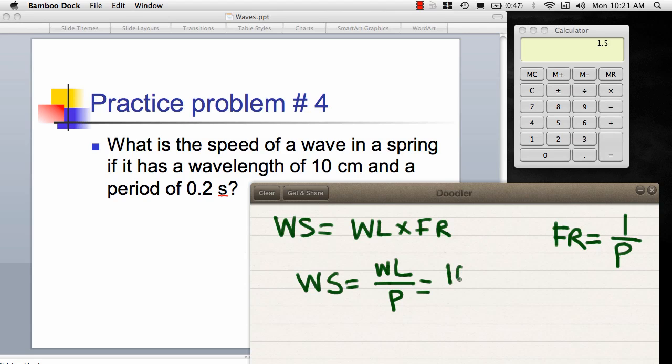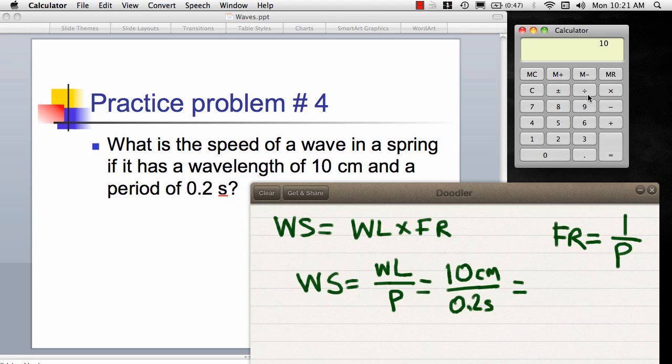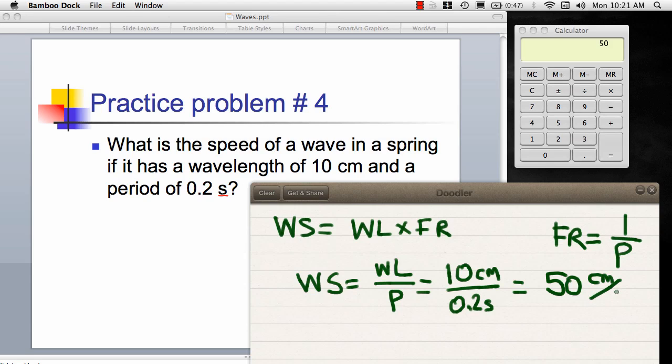Now I can plug in my numbers. I have 10 centimeters divided by 0.2 seconds. And this is going to give me, let me use my calculator this time, 10 divided by 0.2 gives me 50. 50, and now my units are going to be centimeters per second.